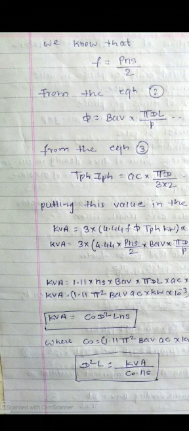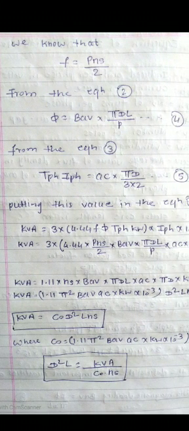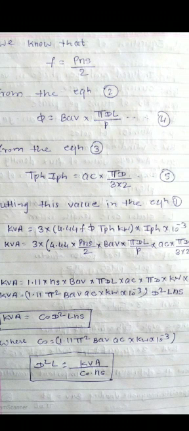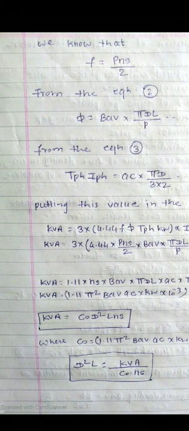Again, to repeat, C0 is the output coefficient, and C0 is equal to (1.11 pi square B average AC into kW into 10 raised to minus 3). If you want to simplify further, it becomes D square L is equal to kVA divided by C0 NS.